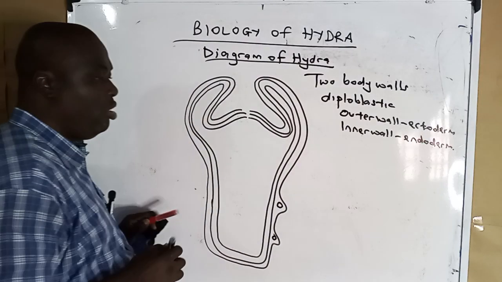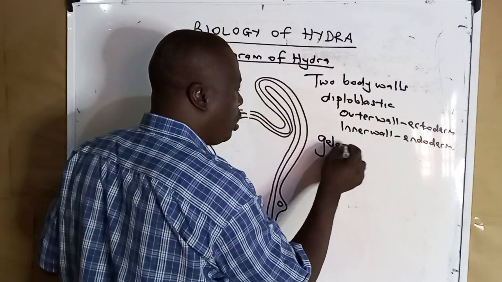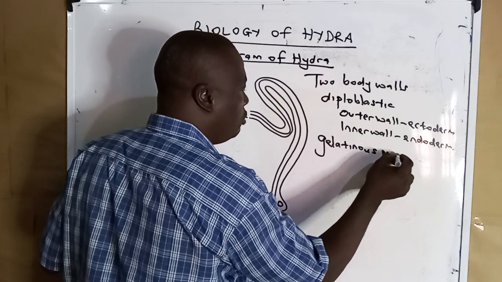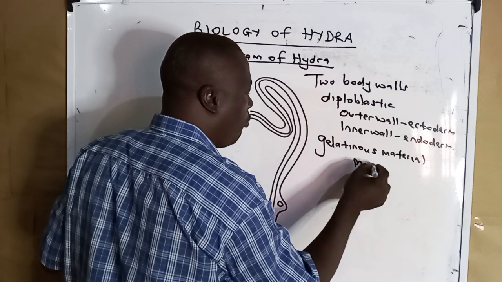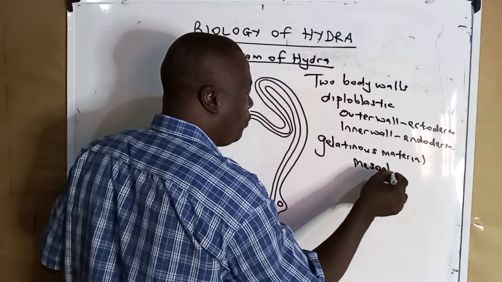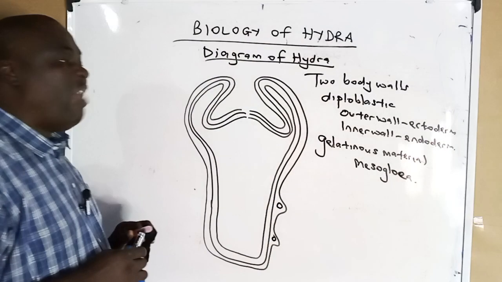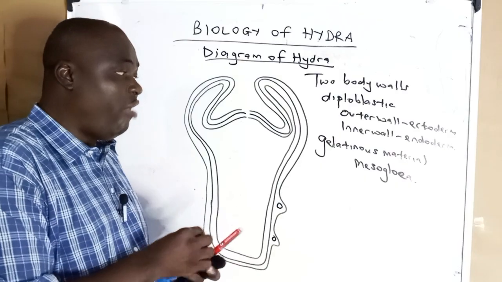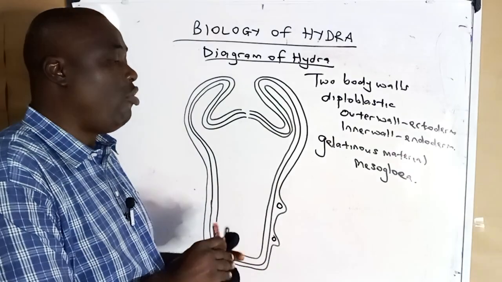In between is a gelatinous material called mesoglea. So diploblastic organisms. We have another organism that's triploblastic, that has ectoderm, endoderm, and mesoderm, but that's a diploblastic organism.